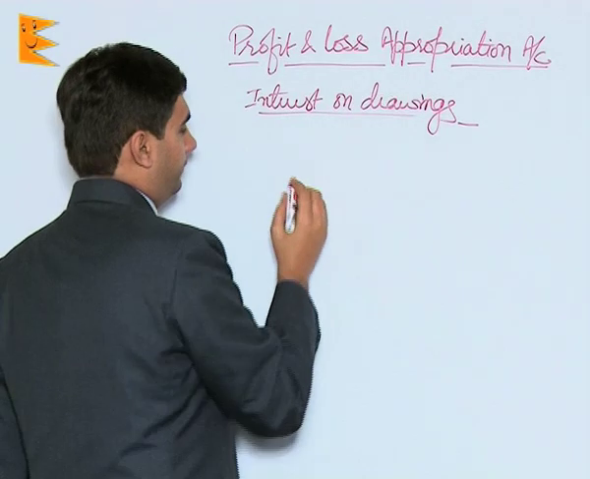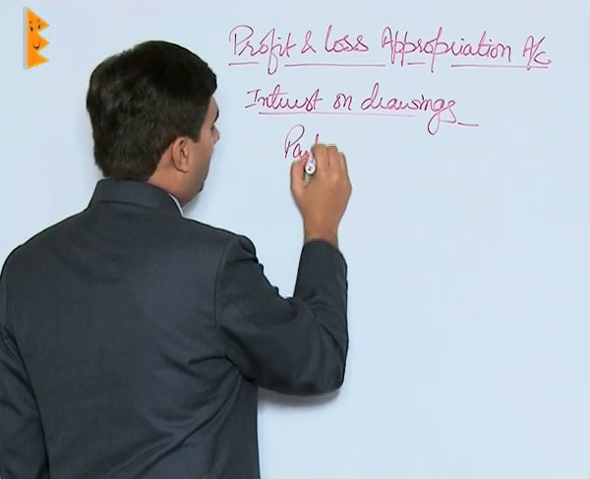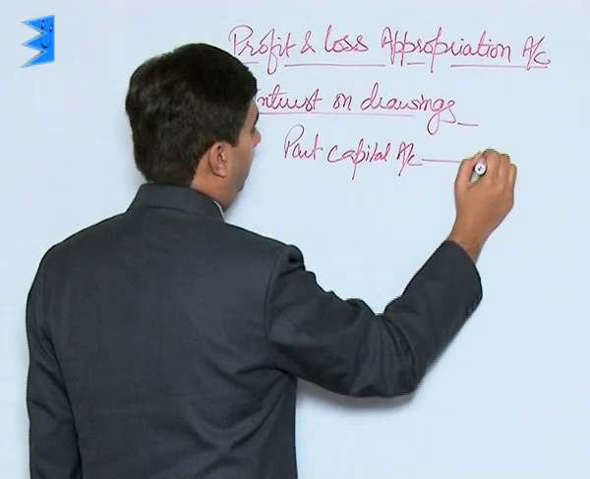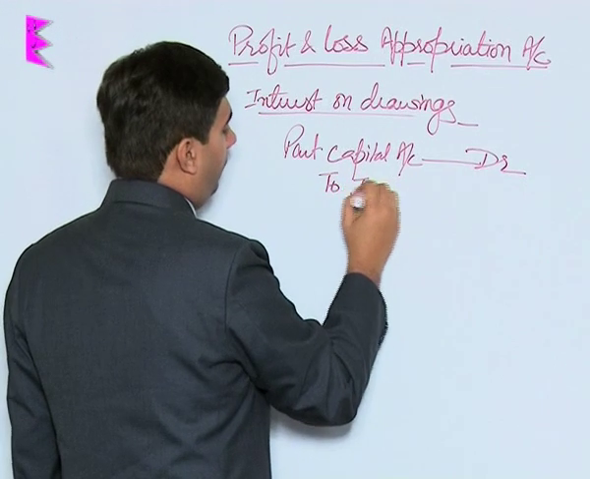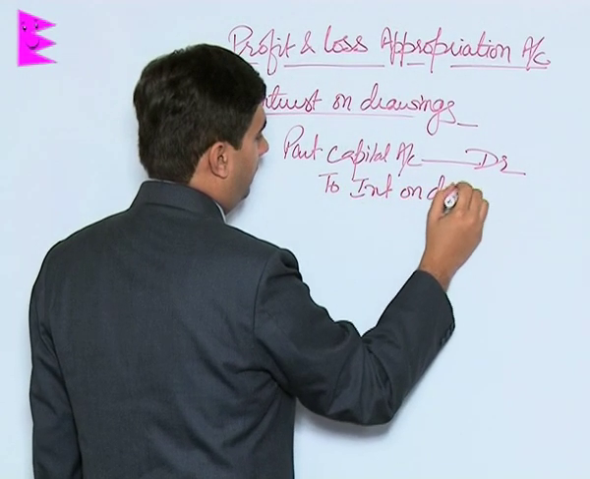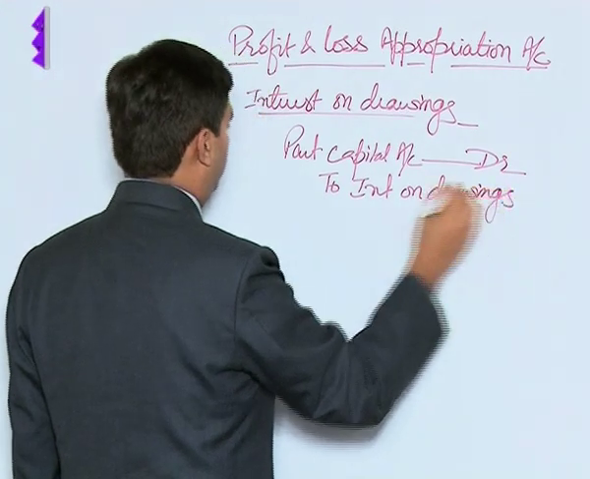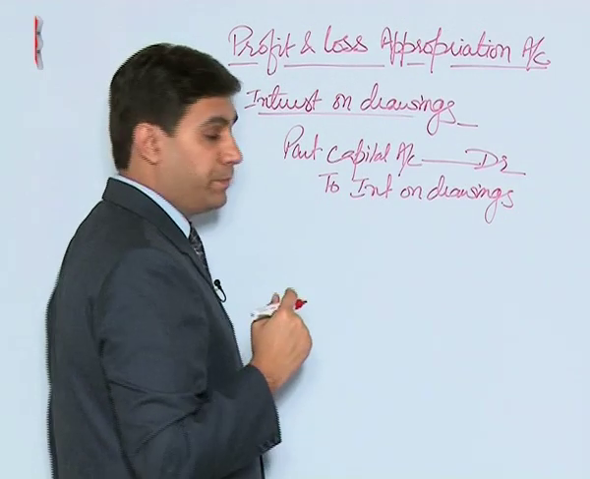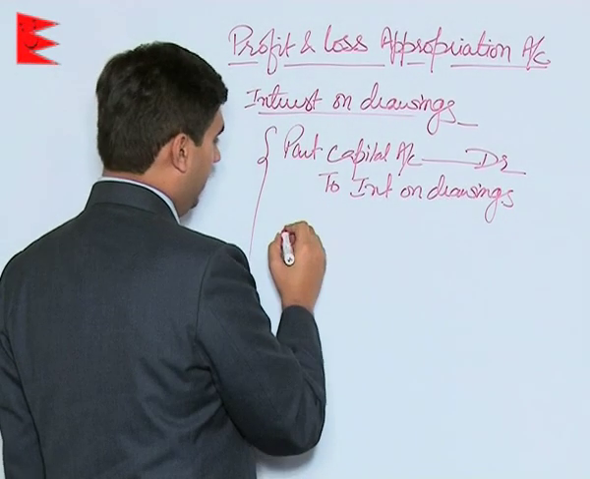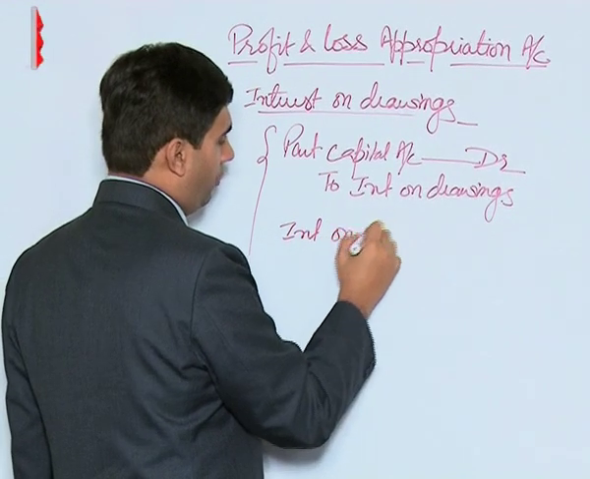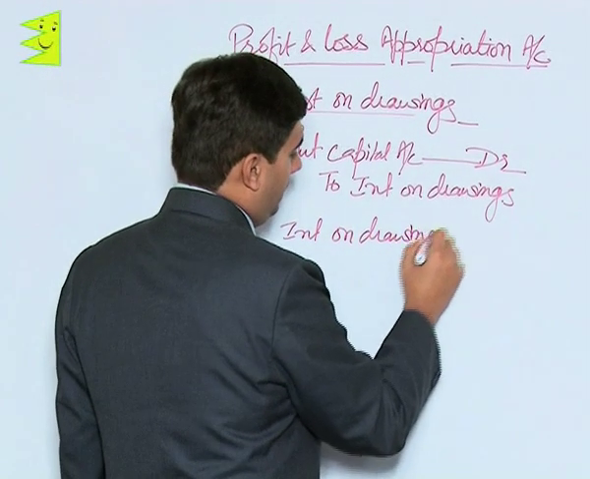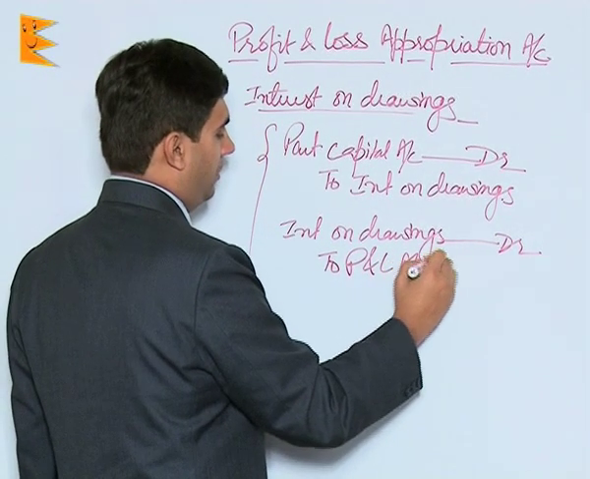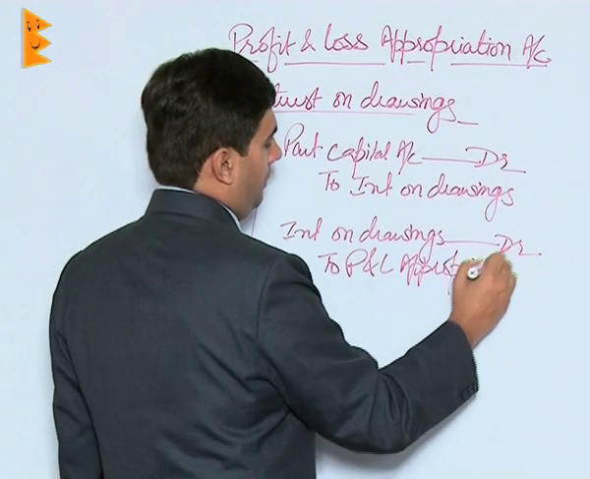So in case of interest on drawings, the journal entry would be partners capital account debited to interest on drawings. Then this interest on drawings would now be transferred to P&L appropriation account. So then the entry would be interest on drawings debited to P&L appropriation account.